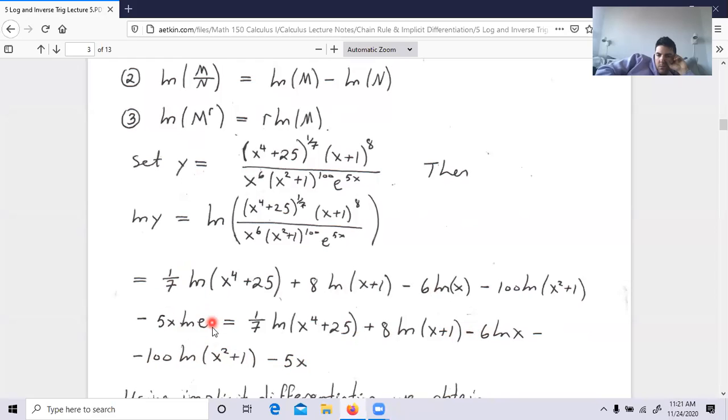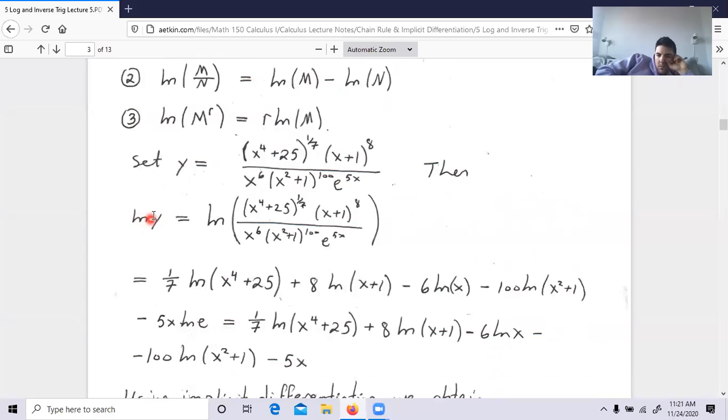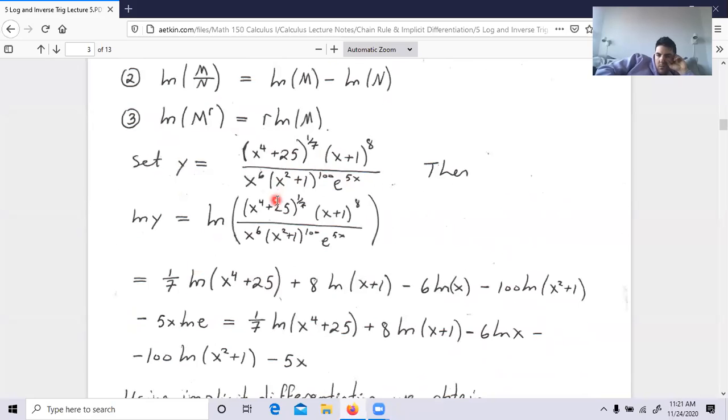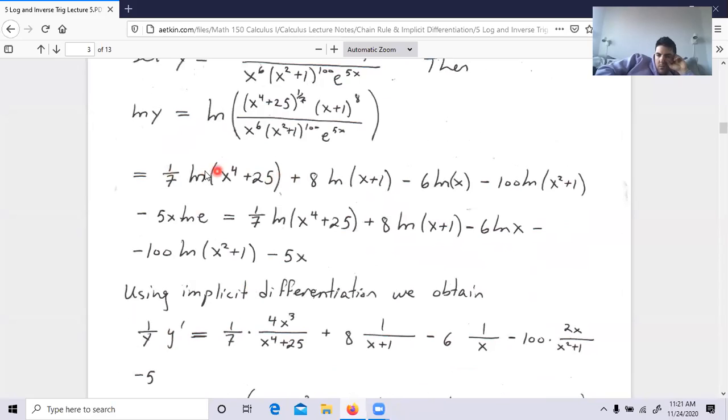Everybody sees what I did before doing any calculation. I converted it to a much simpler formula. And then using implicit differentiation, if I take the derivative on the left, I get 1 over y, y prime. Y prime is what I seek. And y is equal to this full ugly expression. Yes? 1 over y, y prime. Now, what's the derivative of this expression?